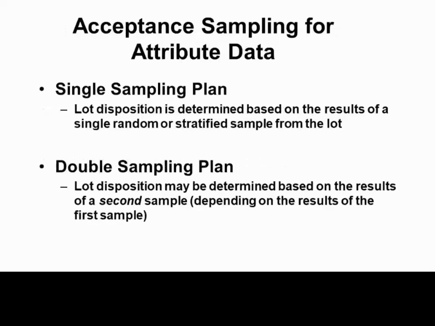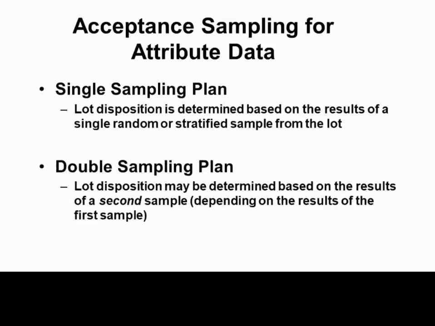Now, as I mentioned at the beginning, there are a couple of ways to do this. We're really focusing in this webinar on what's called a single sampling plan. So we're going to make our decision based on one random sample from, let's just say, the lot.